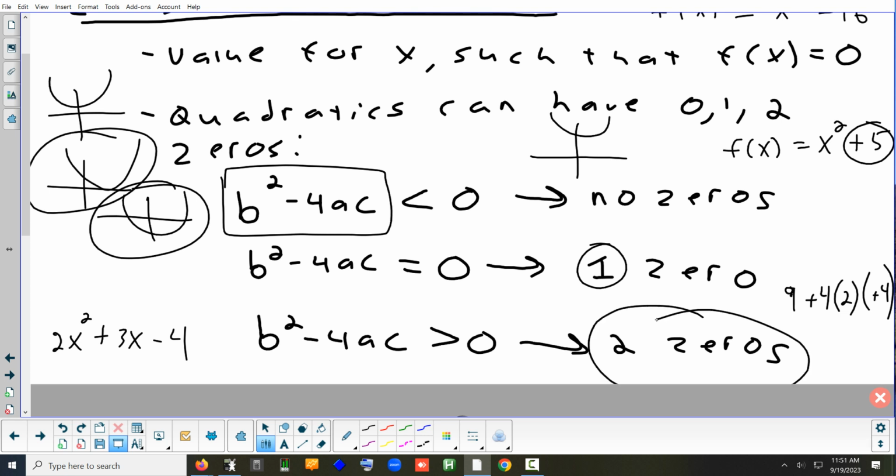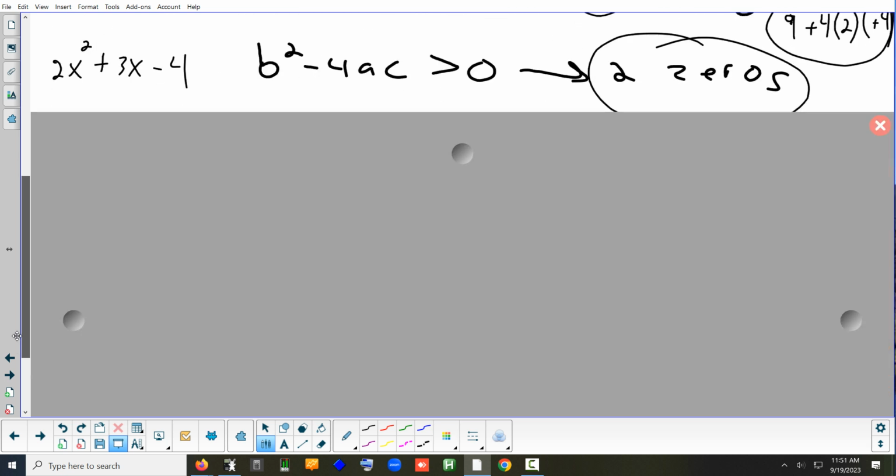So if you solve that with the quadratic formula, you're going to get 2 answers. So this is just a quick calculation to figure out how many answers you get for the zeros. 1 answer, 2 answers, no answer. Okay. Any questions before we look at the last problem? No. Okay, so last problem.